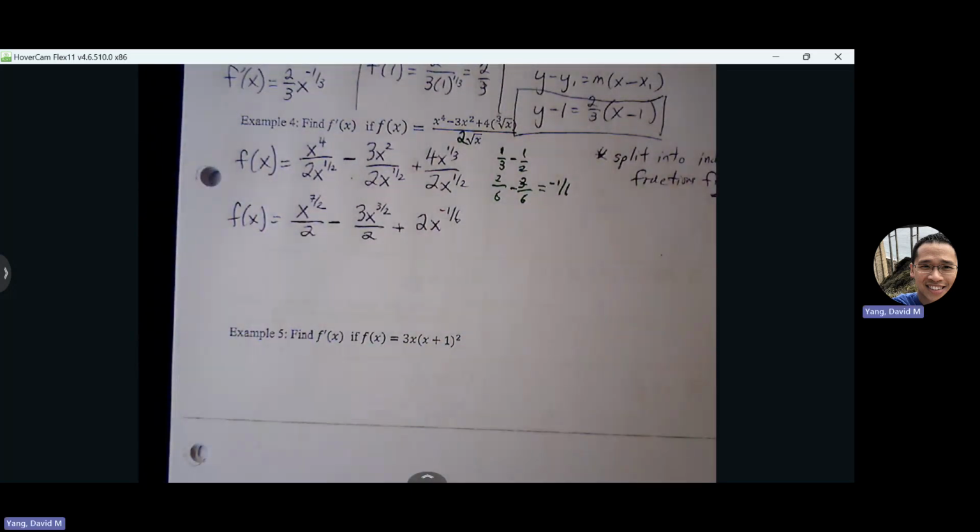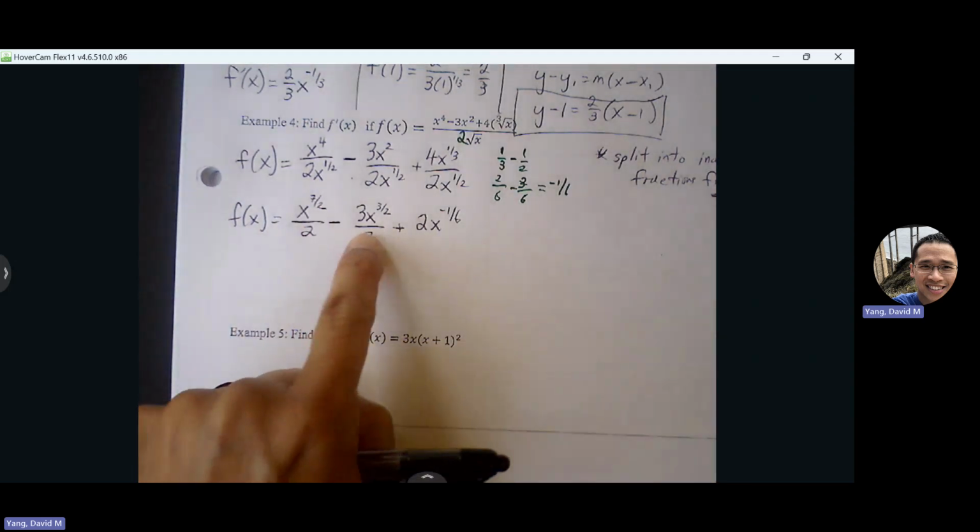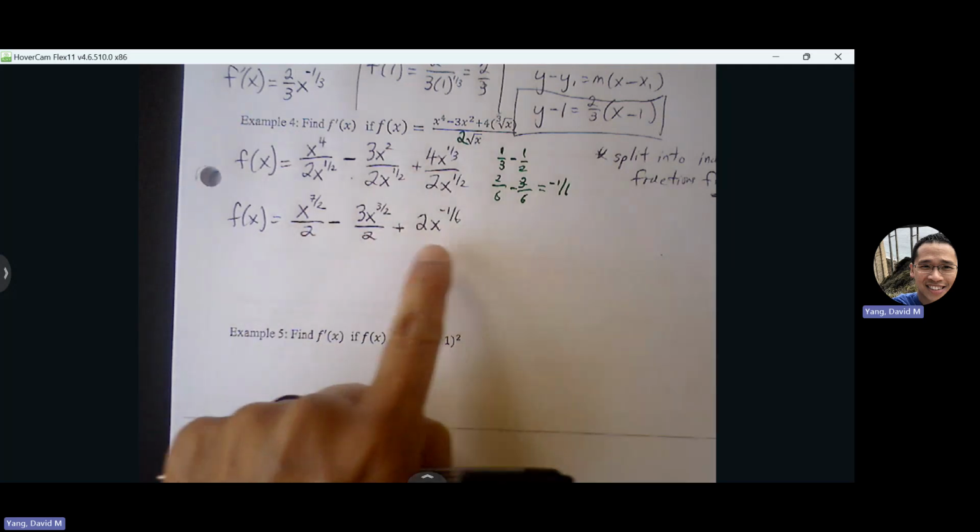Now all this is still part of my cleanup process. I haven't done anything with power rule yet. I haven't brought down the exponent and subtracted 1 from the exponent because we're still in our cleanup stage.